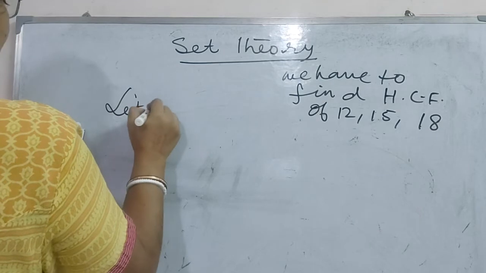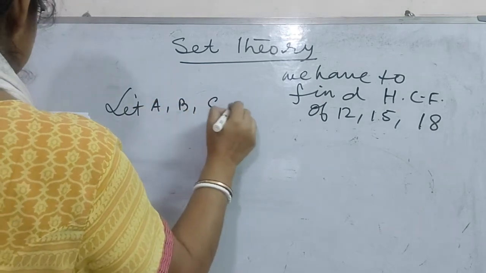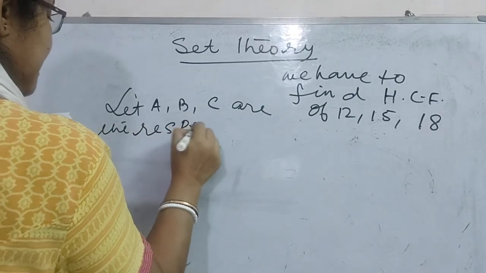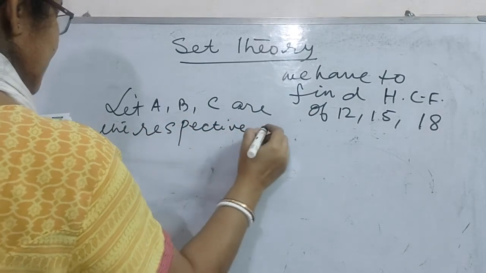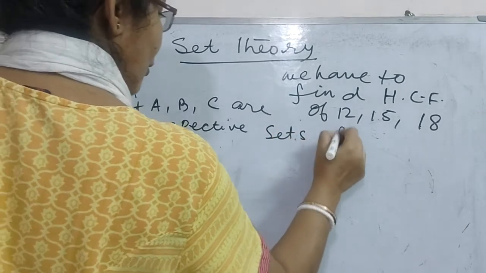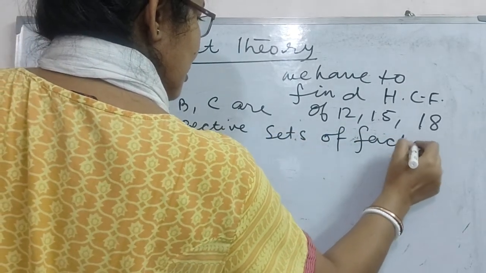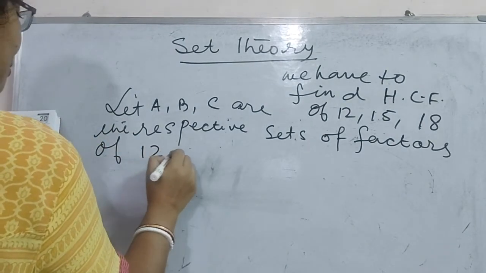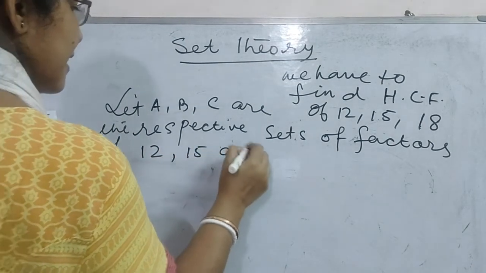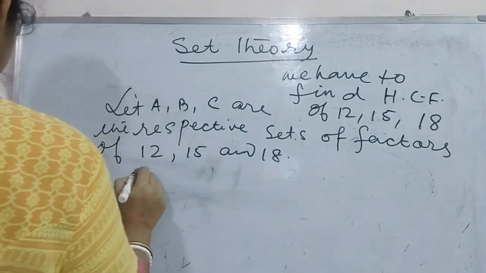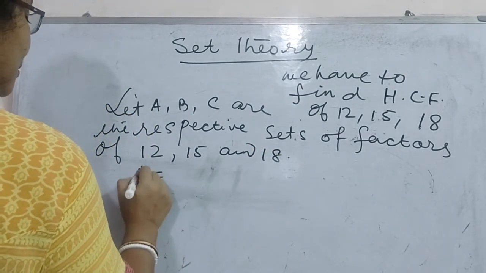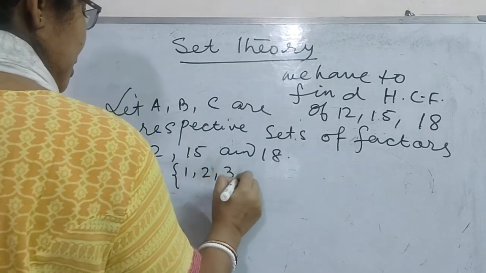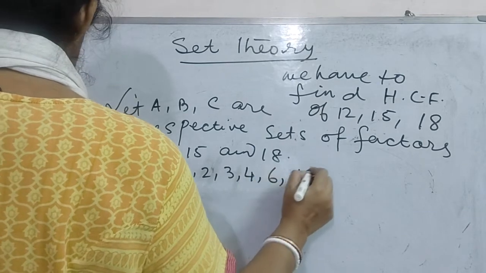Let A, B, C be the respective sets of factors of 12, 15 and 18. Okay, that means A equals the factors of 12, that is 1, 2, 3, 4, 6, 12.